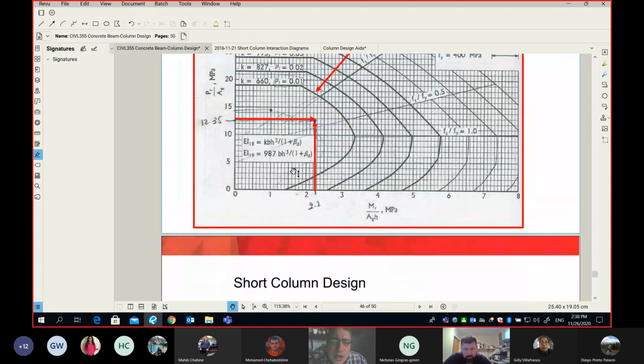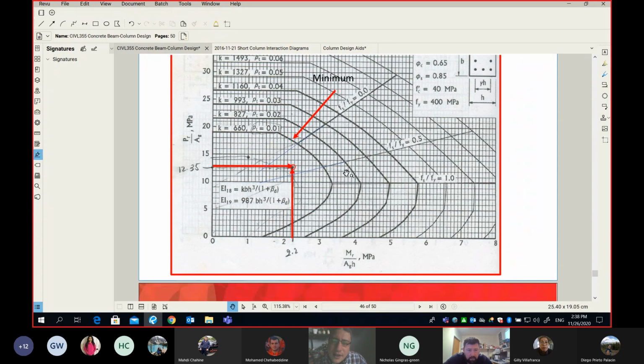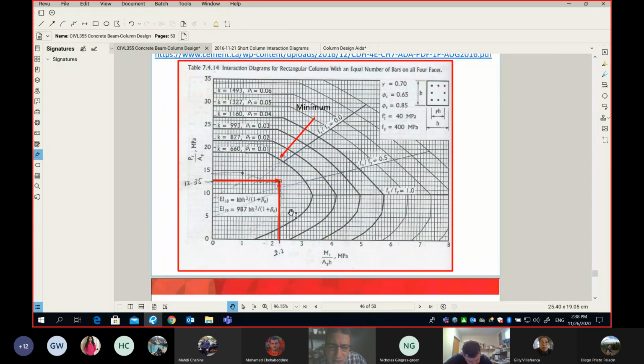How? Very simple. I go here 2.2, almost 2.19, and I go vertical. I go here 12.35. And then finally, I got my point here in my interaction diagram. Now I'm going to show you how easy it is. Every one of those lines, you have a curve here, another curve here, a third curve here. Every one of these curves represents a different reinforcement ratio. So if your point is here, it means we need less than about 1% reinforcement ratio.